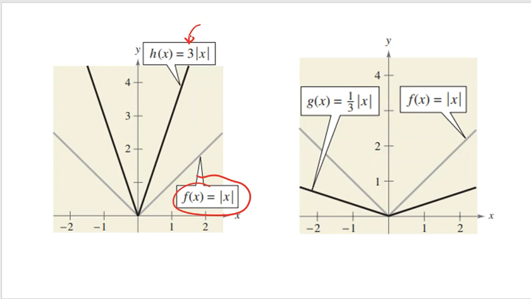Whereas over here on the right-hand side, I multiplied the parent function by 1/3, which again is between 0 and 1, and that's going to be the vertical squeeze. Notice the black function looks like I took the gray function and squeezed it vertically, and it flattened out. And again, that's that squeeze or that shrink. It shrunk, right? It got flattened out.